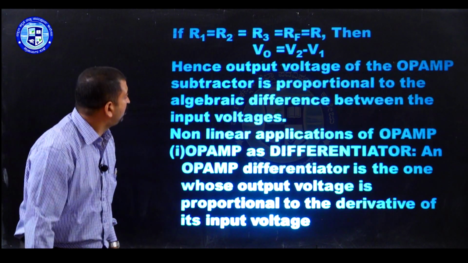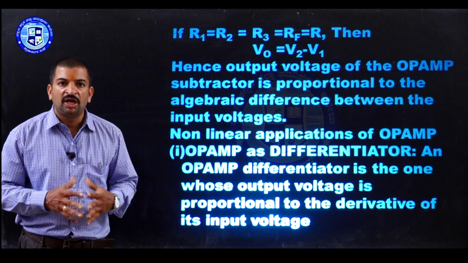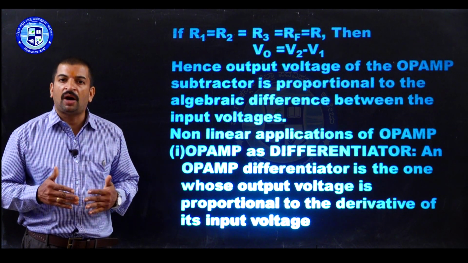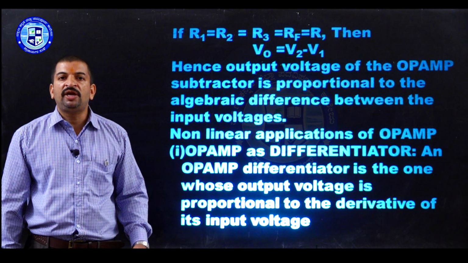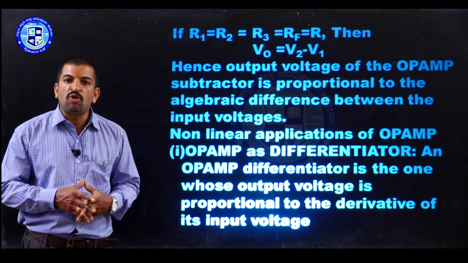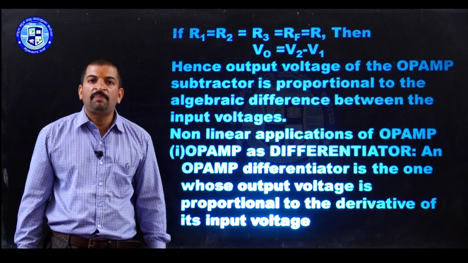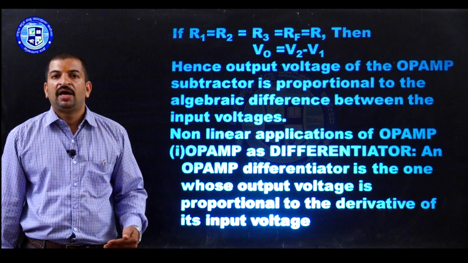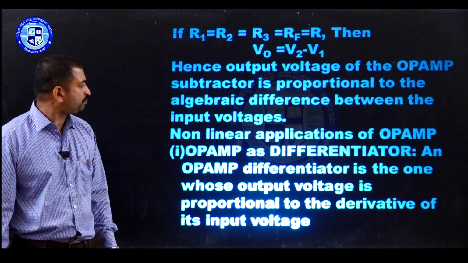Now in this equation, let us substitute all the resistors of equal values. Let us consider R1 equal to R2 equal to R3 equal to RF equal to R. Then the output voltage VO is equal to V2 minus V1. From this equation we can understand that the output voltage of the op-amp subtractor is equal to the algebraic difference between the input voltages. Hence the circuit works as the op-amp subtractor or the op-amp difference amplifier.